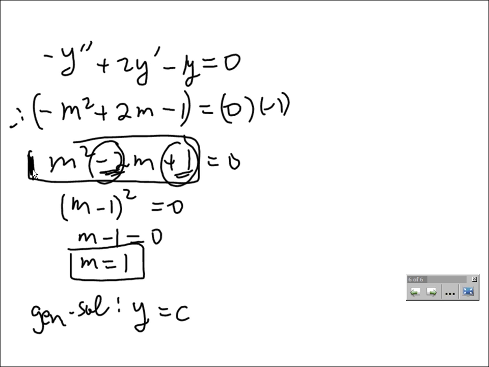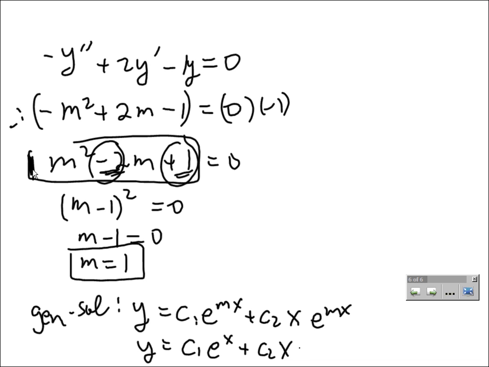Y is equal to C1 e to the mx plus C2 times x e to the mx. And our m is 1. So y is C1 e to the 1x, which is e to the x, plus C2 x e, again, 1 times x is just x. So there's our solution.